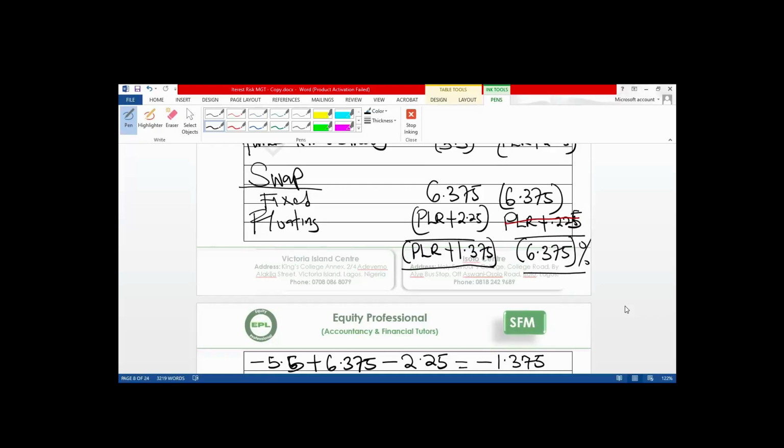For TK, assuming there is no swap, TK will have borrowed at prime lending rate plus 1.5%. By going into swap, TK is now borrowing at prime lending rate plus 1.375%. The borrowing cost has reduced. You are done with that.